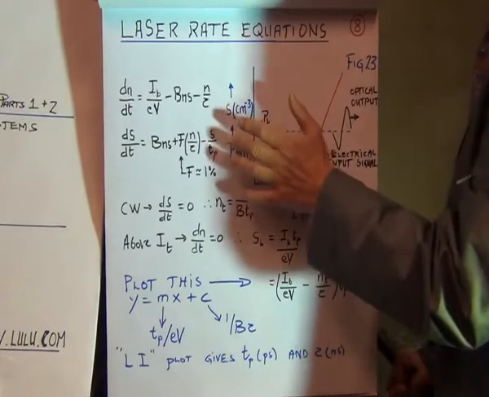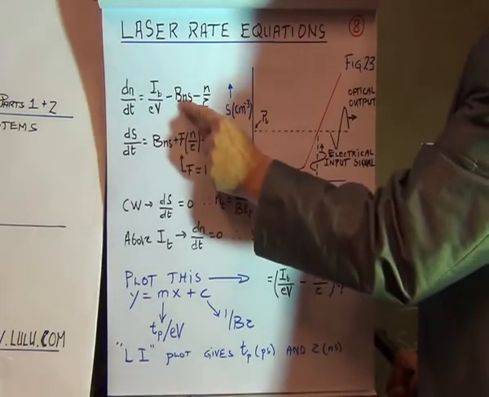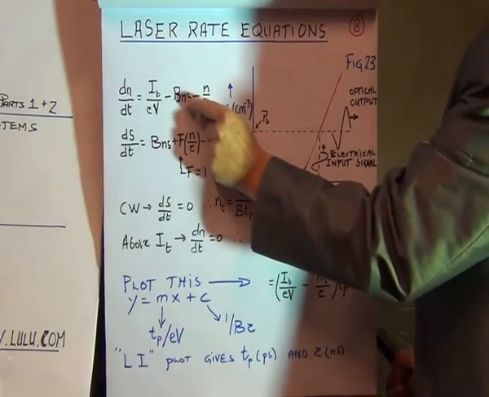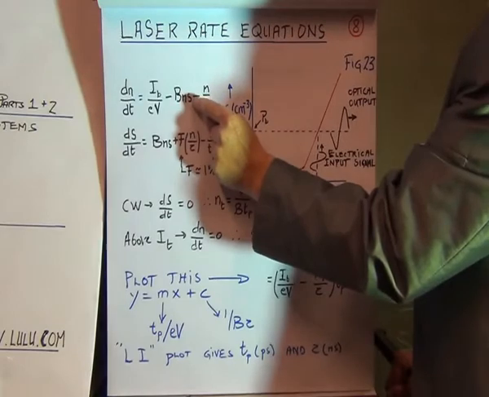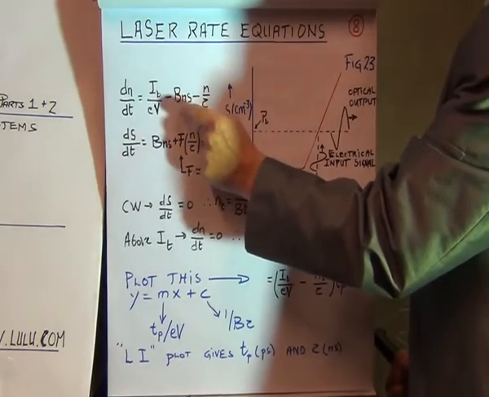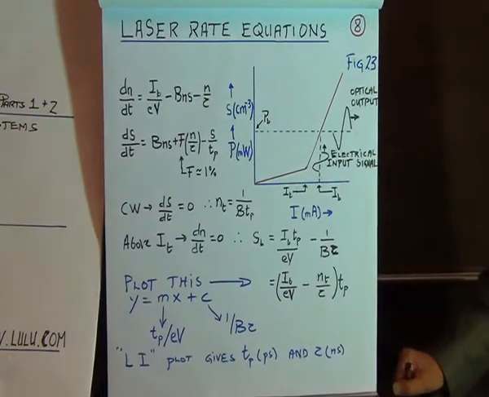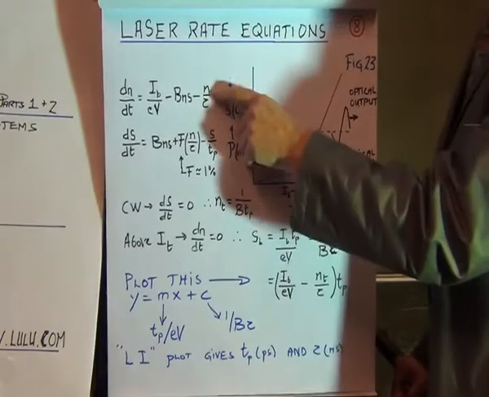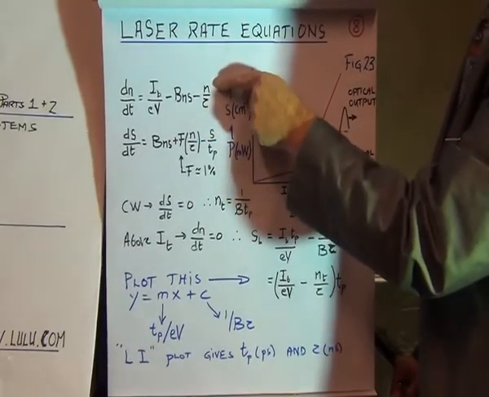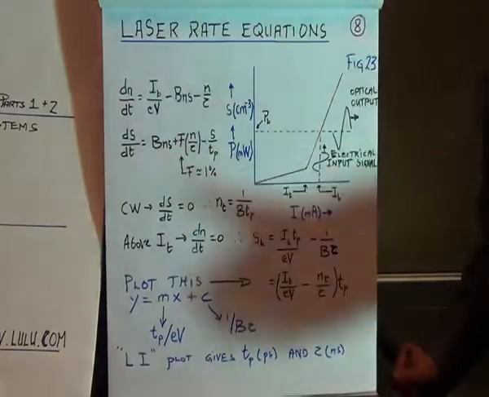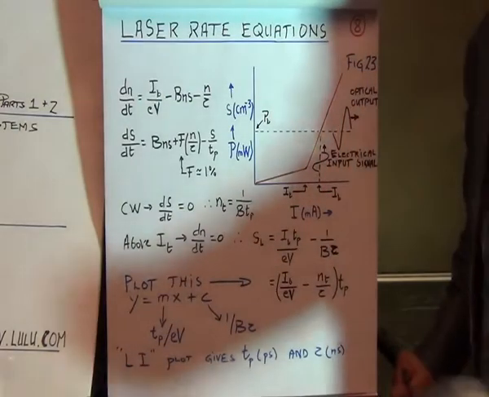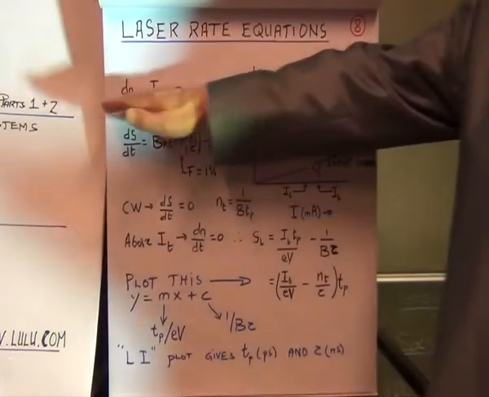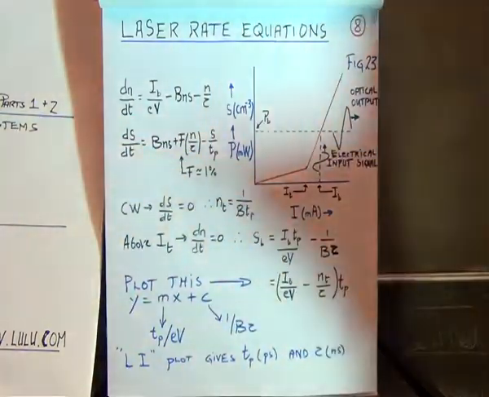Meantime, everything is deactivating by stimulated emission and by spontaneous emission. The stimulated emission depends on both the photons S and the carriers N. So there's a product there times some coefficient B. And the carriers have an average lifetime tau before they deactivate spontaneously. So the rate is 1 over tau times N. So that's our differential equation for the carriers.